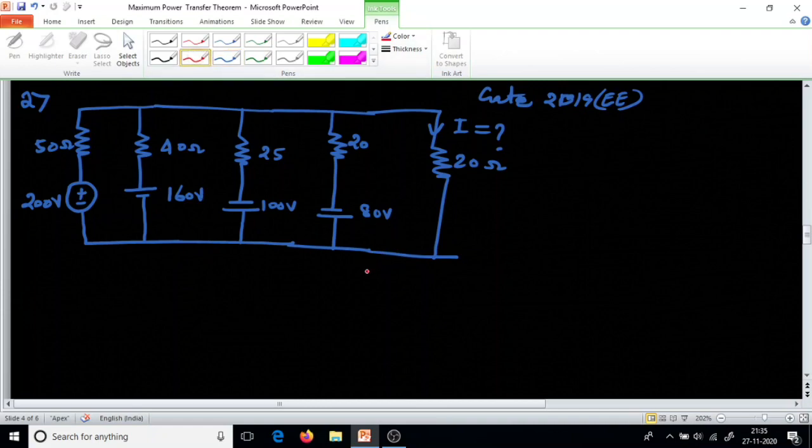Now using Millman's theorem, we can solve it easily. We will remove the load and find the V here. What is the voltage here? Because we should know the equivalent resistor and voltage. We'll take it as VTH itself, because the circuit looks like a Thevenin circuit only. First we will calculate the voltage. That is V1, 200 divided by 50 plus 160 divided by 40.